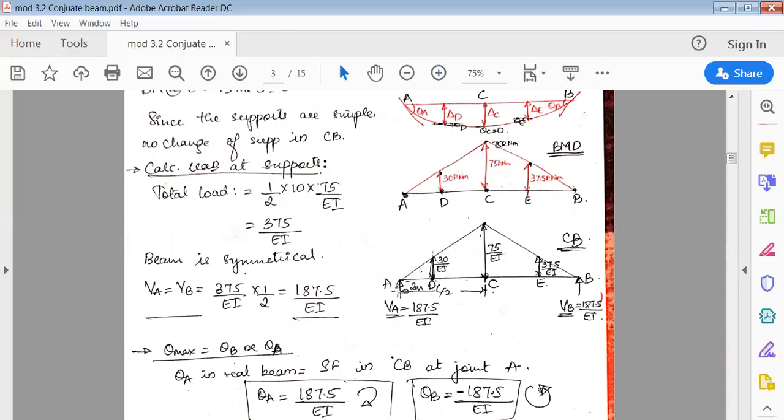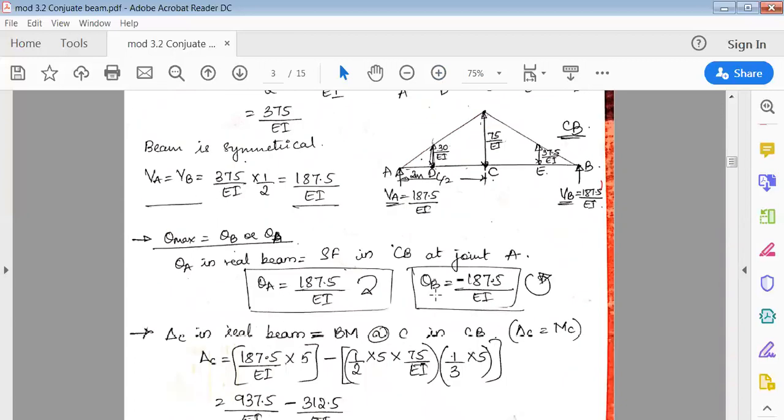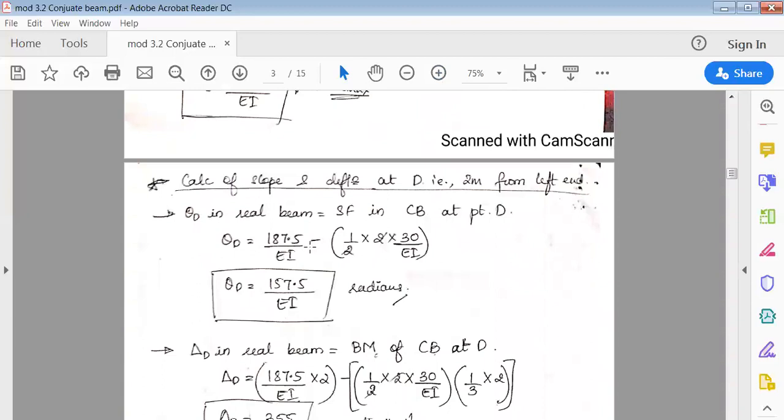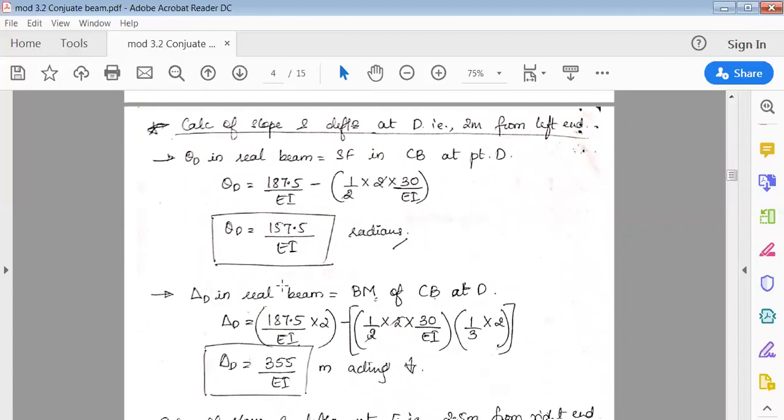The area of the triangle is half into base into height. So half, the base is 2 meter, the height is 30 over EI. So it is minus half into base into height, because that load is acting downwards. That's why we're considering it as negative. When you solve this, you'll get theta D. Again, theta means shear force, so take only the forces. Next, delta D. Delta means, again, it's a bending moment.